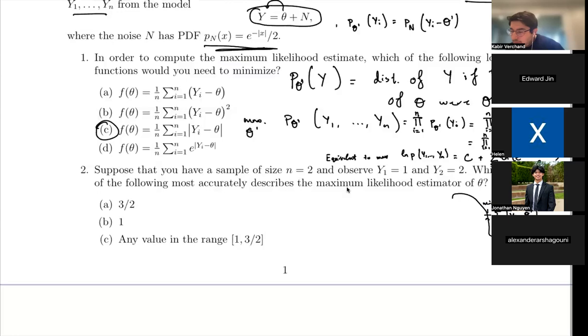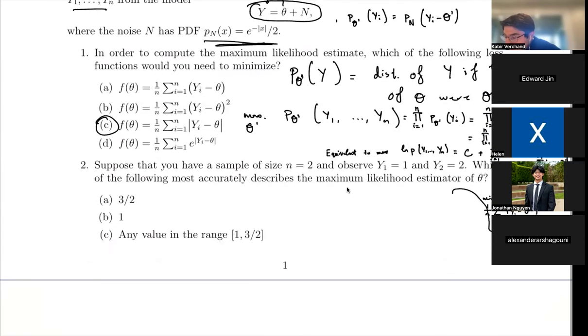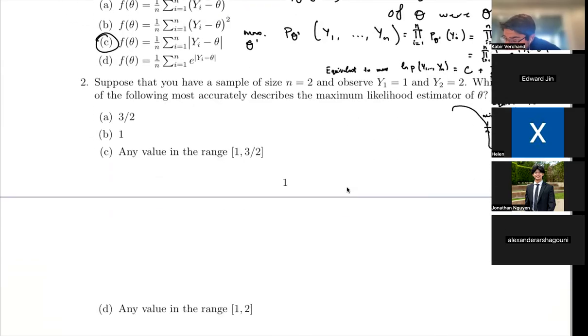And in case it's helpful, you already have the solution, but I'll upload these handwritten notes as well after this session. So the second question is, now that we know which loss function we're actually minimizing, let's do it for a small problem. So here we're going to try and minimize this with y1 equals 1 and y2 equals 2.